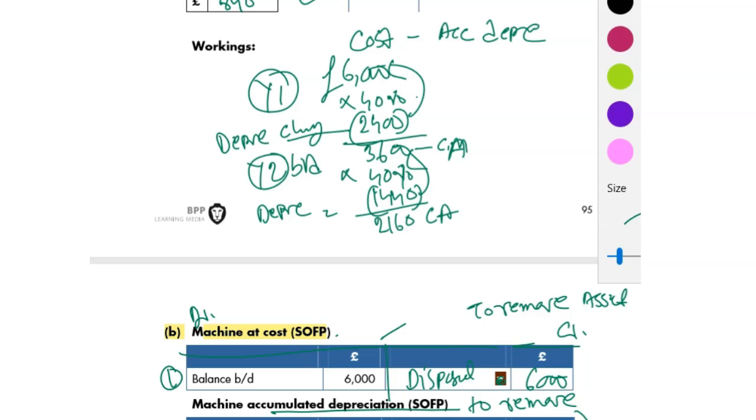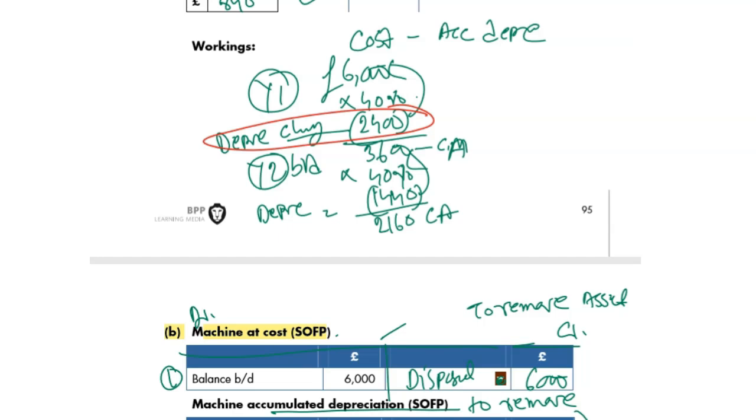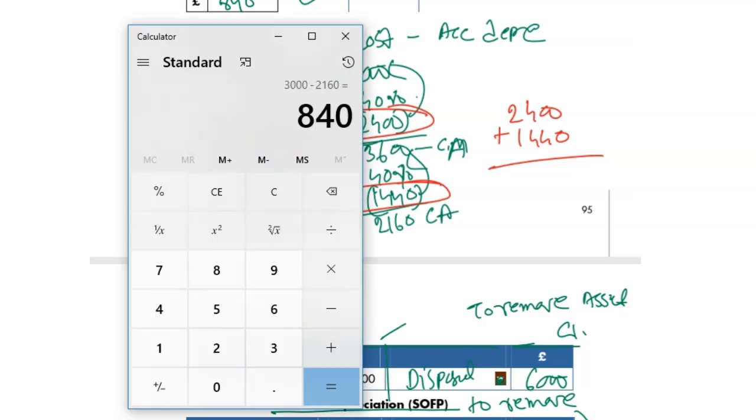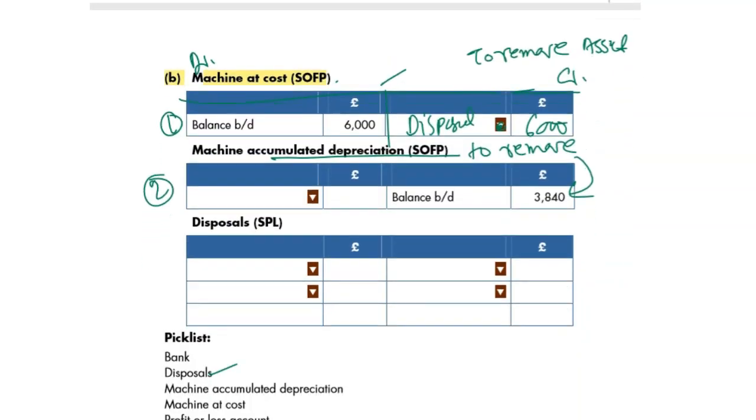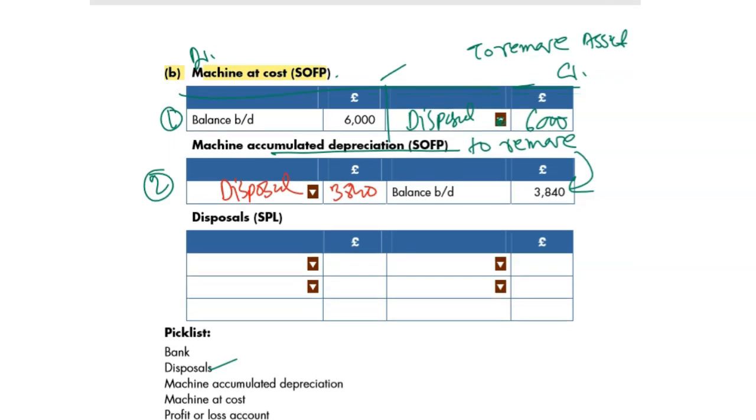The first year depreciation charge is 2,400. The second year depreciation is 1,440. 2,400 plus 1,440 should be that figure. Let's take the calculator on screen. 2,400 plus 1,440 gives 3,840. That's the accumulated depreciation, but because you're disposing of the asset, the depreciation should go down as well. 3,840, and you write disposal. Okay, now it's a disposal account.